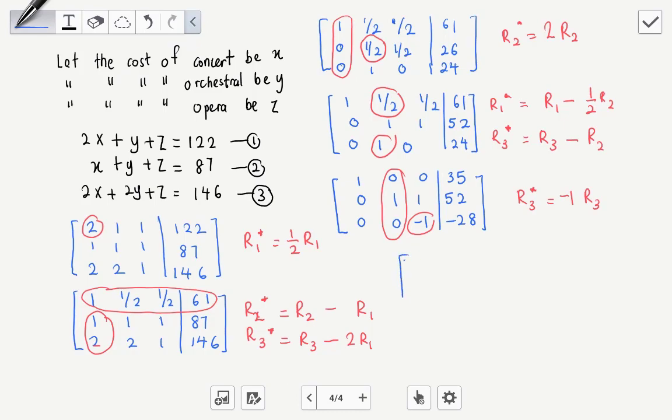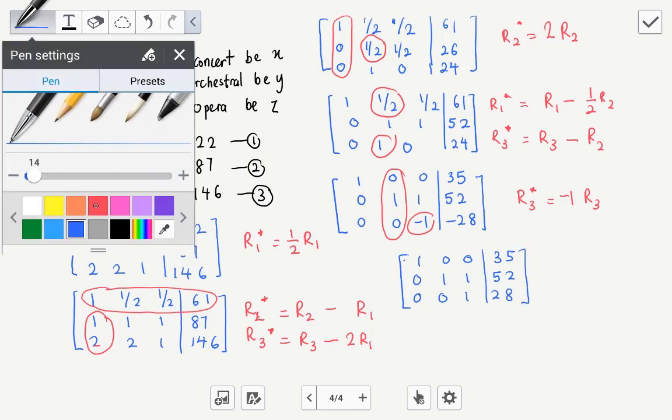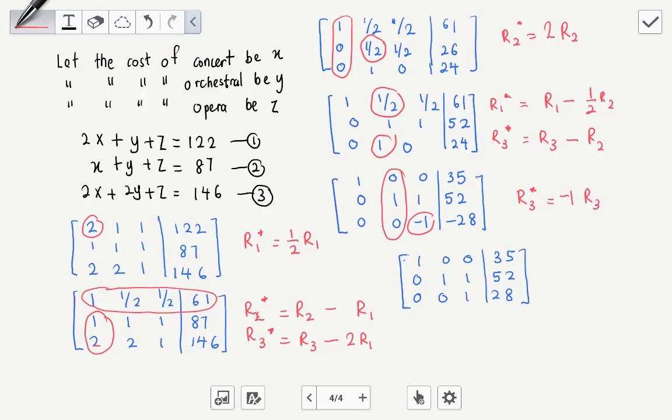So no changes on your row 1, which is 1, 0, 0, 35. No changes on row 2, 0, 1, 1, 52. Now row 3, 0, 0, 1, 28. Okay, so we have done the operation to change to 1. Next, we're going to think about the 2 element. One of it is already 0. So my aim is just to make sure row 2 becomes 0.